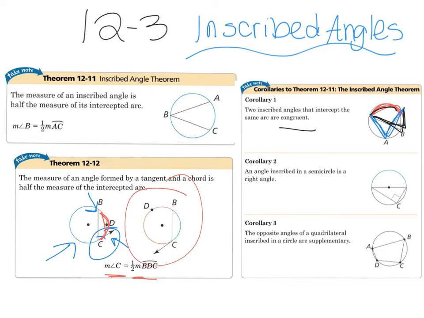Second corollary, if you have an angle that is intercepting a semicircle, then the measure of that angle is 90. And the last corollary, if you have a quadrilateral inscribed in a circle, then its opposite angles are supplementary. So angle B and angle D are supplementary, and angle A and angle C are supplementary. Those arcs are not drawn for congruency, they are just drawn to point out those specific angles.